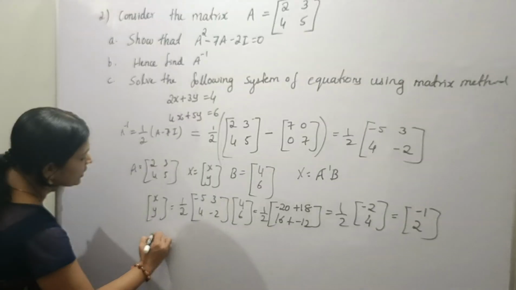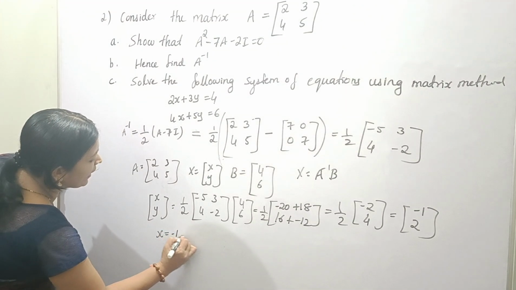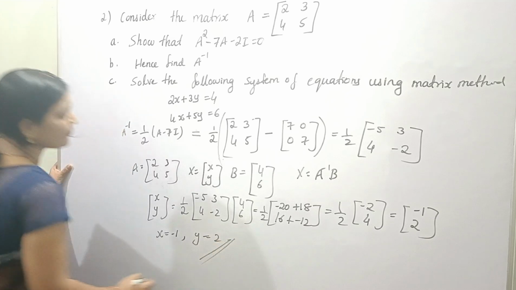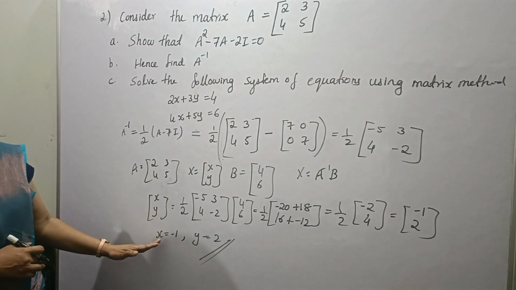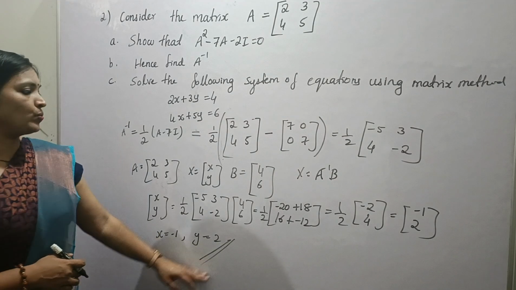Equate the elements. So here we will get x is equal to minus 1, y is equal to 2. The values of unknown variables x and y: x is equal to minus 1, y is equal to 2.